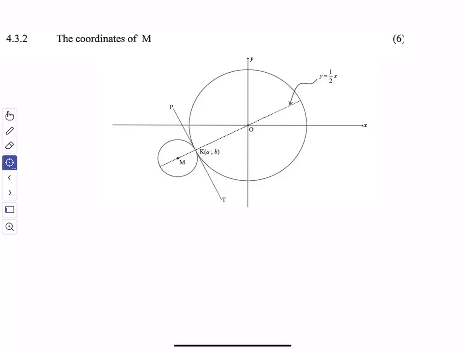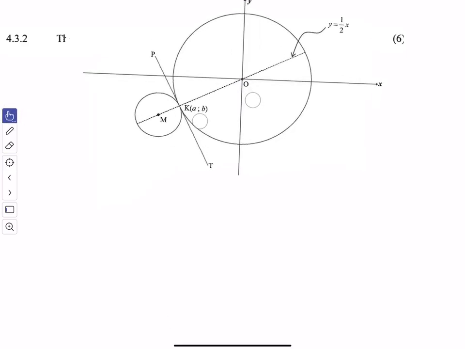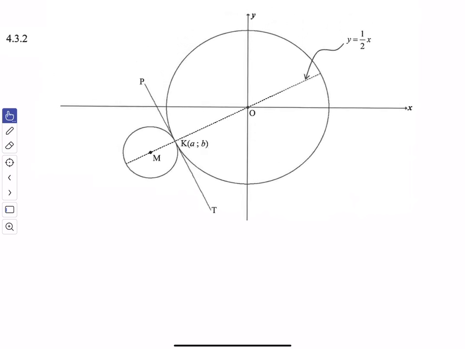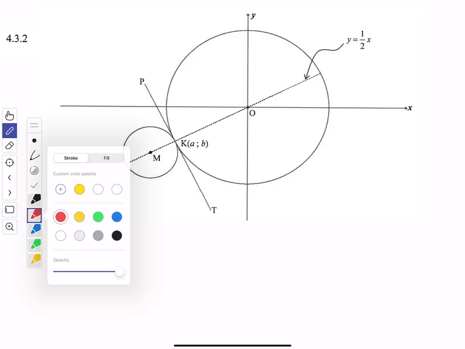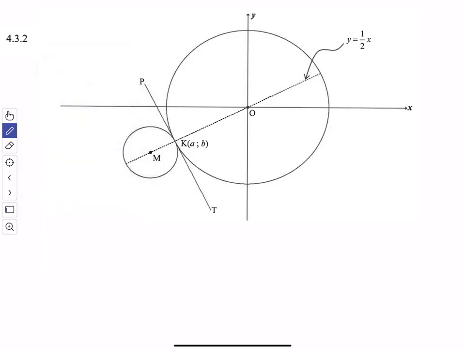In this video, 4.3.2, we have to find the coordinates of M. We have different information here: this point is (-12, -6), and we know this length is square root of 180.